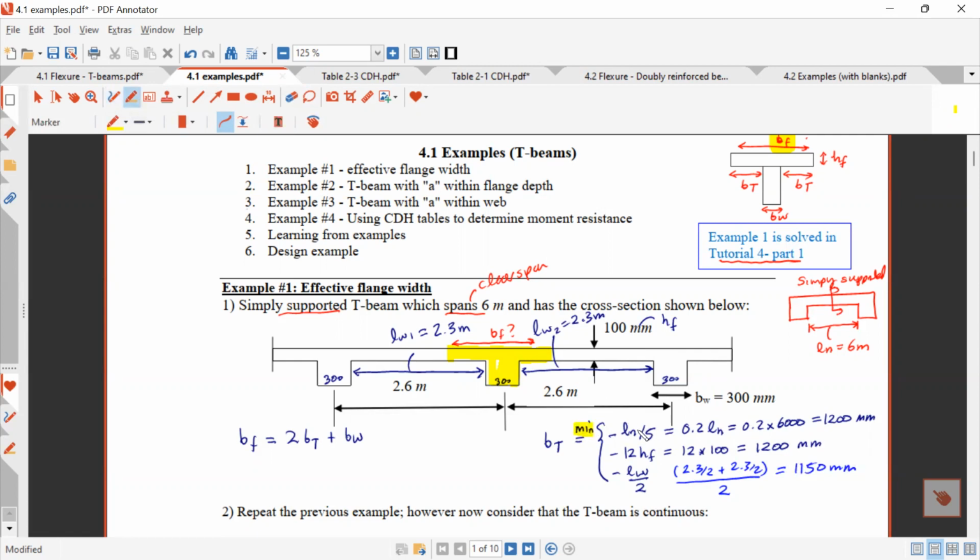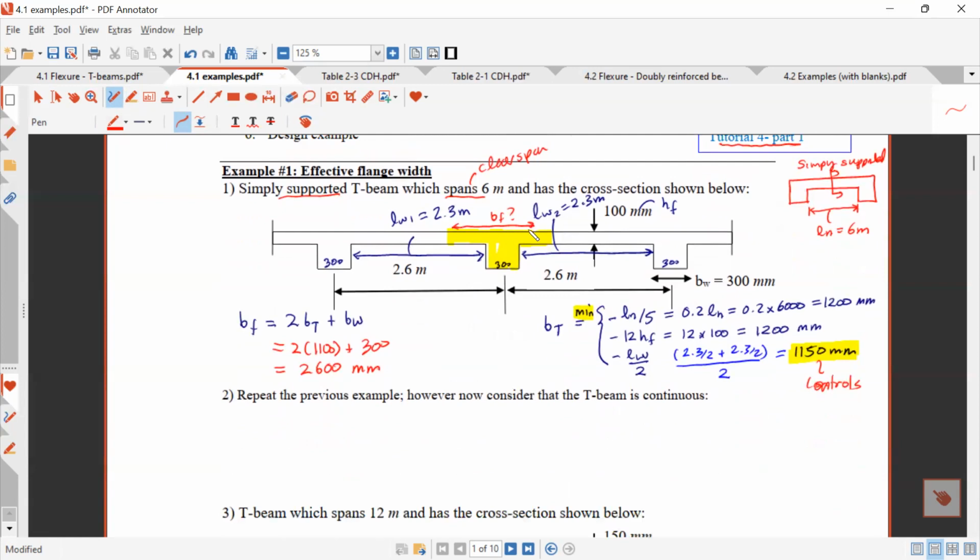So then I take the minimum of these three things. I take the minimum of the first one, second one, third one, and I can see this is the one that controls. So then I can say 2 times 1,100 plus BW, which is 300. So the total BF in this case is 2,600 millimeter. Okay, so that's the first example on how we determine this BF.